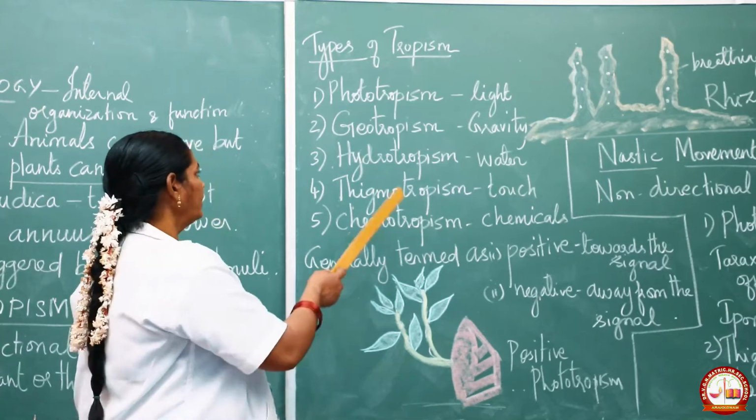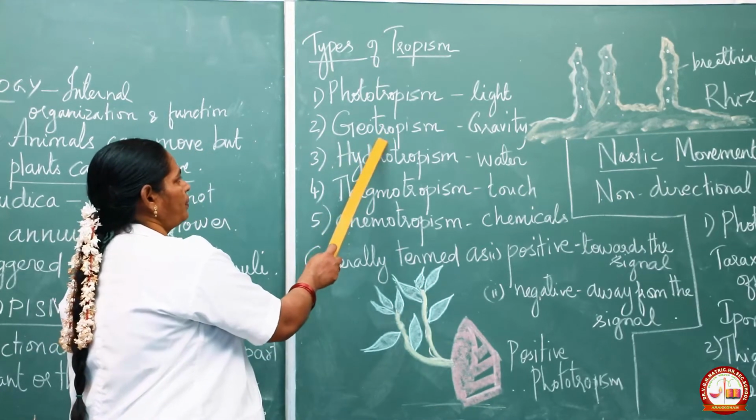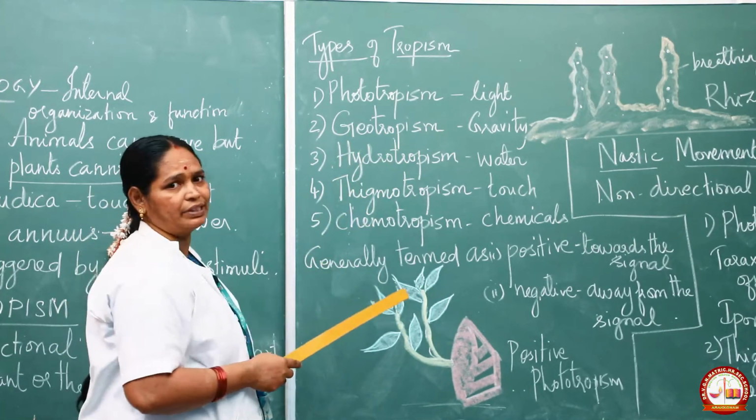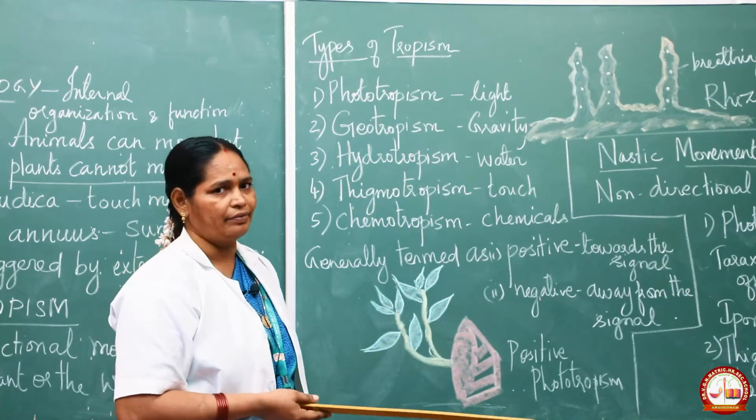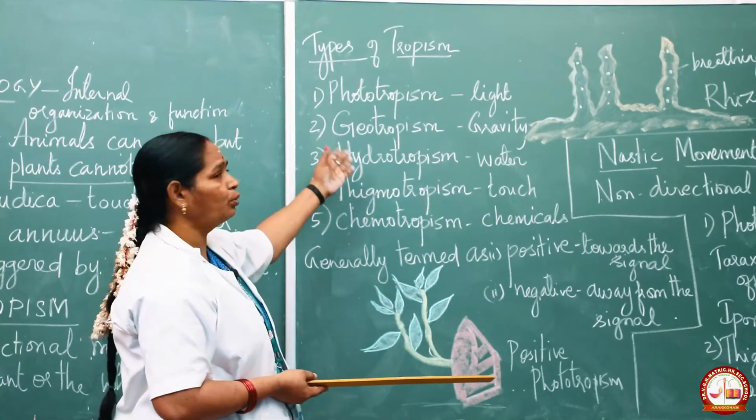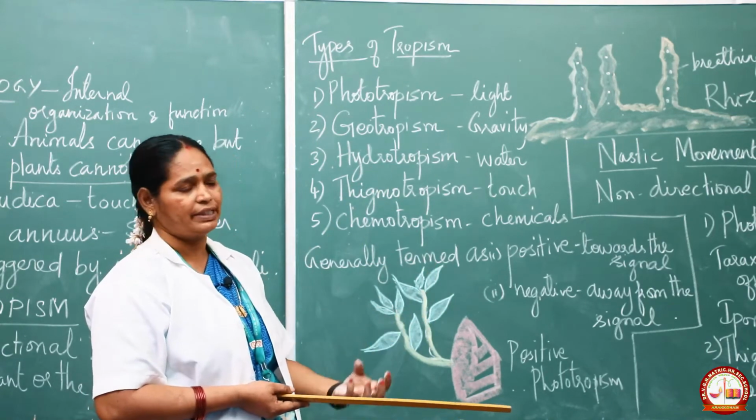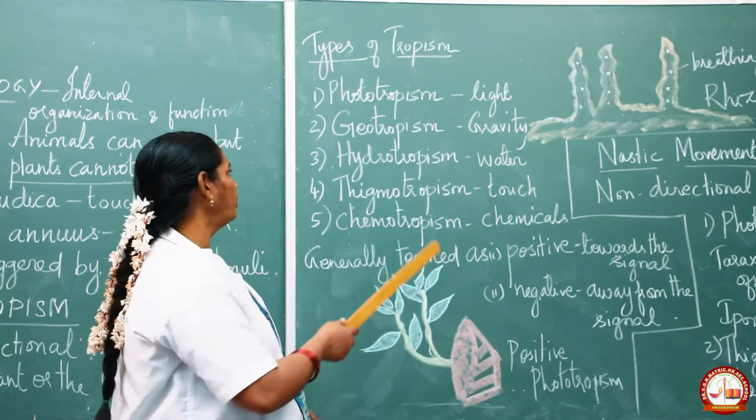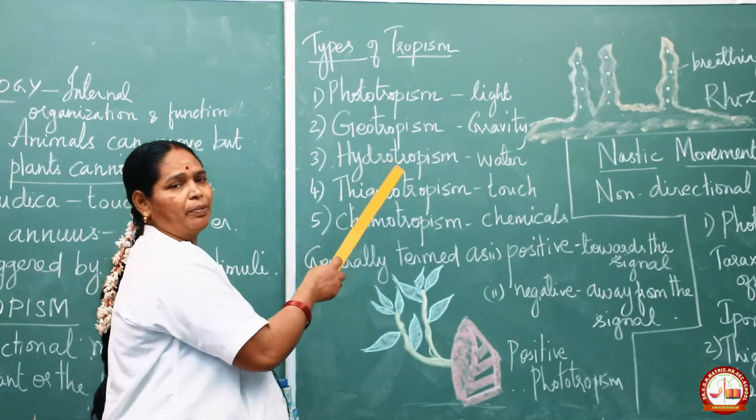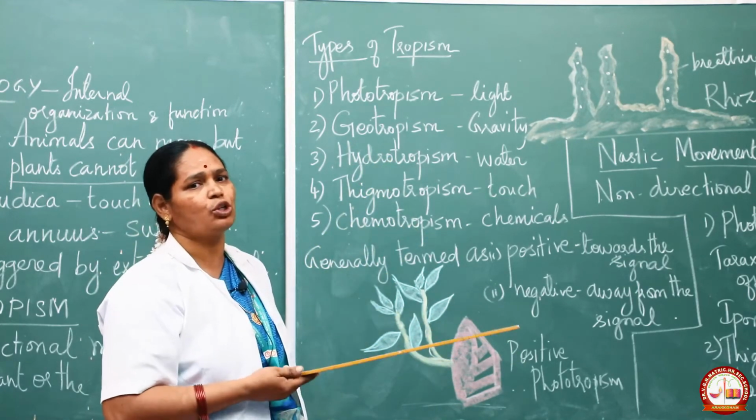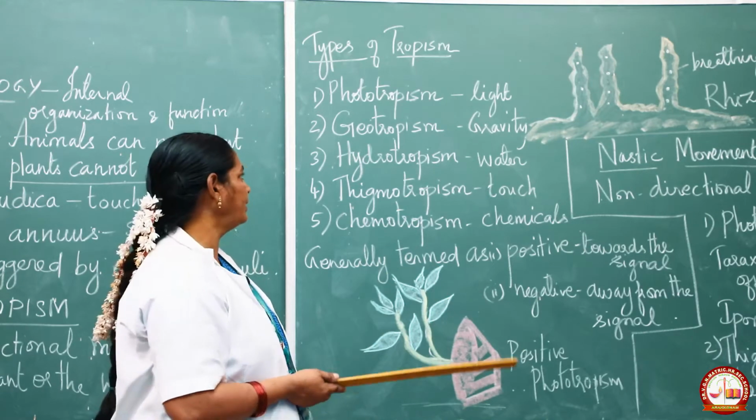Okay, children. And the second one, geotropism. Geo refers to gravity. Geo refers to gravitational force, and the root which is buried in the soil picks up the gravity and grows towards it. That's the movement. The movement of the plant parts towards gravity is referred to as geotropism. A very good example is the root.